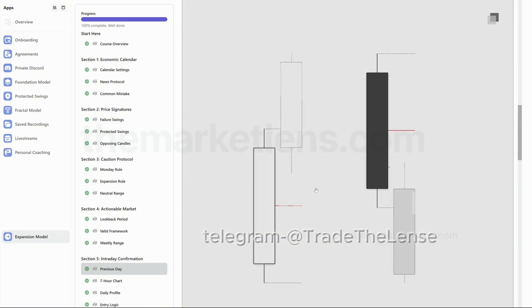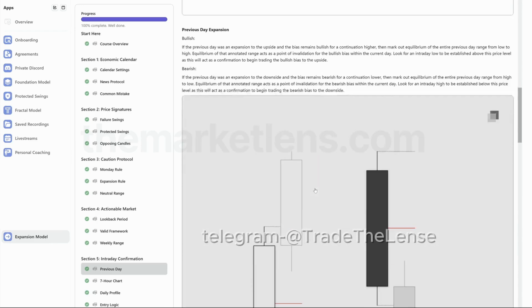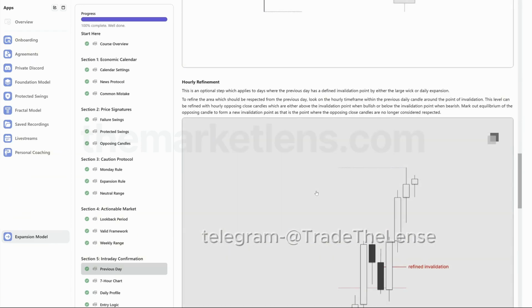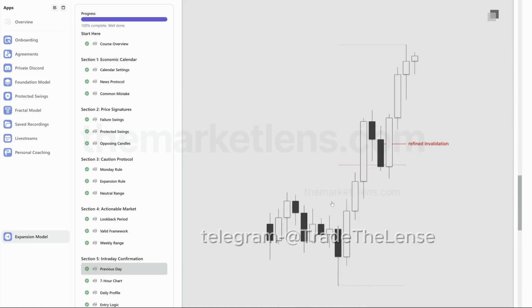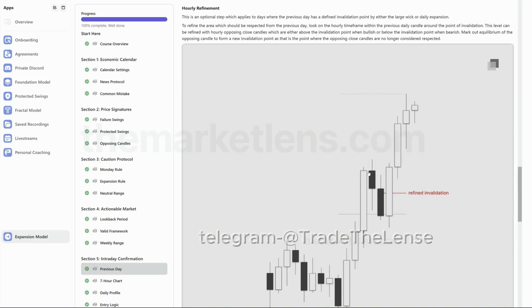And you have an option when we do one of these two things. If you want, you can break it down to an hourly time frame and refine that just a little bit more. This is that daily candle. Let's say this is an expansion daily candle, and we go into an hourly time frame. We have 50% of that daily candle here, but sometimes you can go to an hourly and you'll find opposing close candles above.